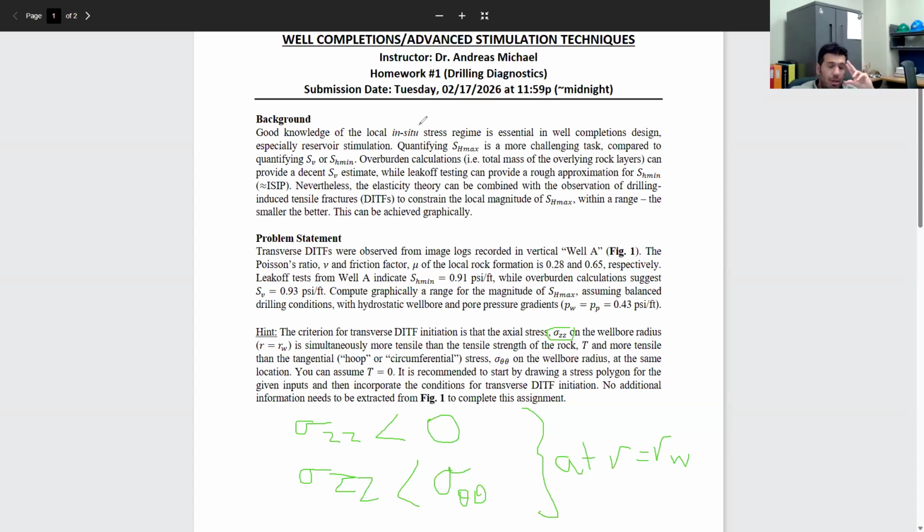First, you're going to draw a polygon for the conditions given: hydrostatic pore pressure and wellbore pressure, mu equals 0.65, Poisson's ratio 0.28. Sorry, you don't need Poisson's ratio for that, but you need it for other stuff.